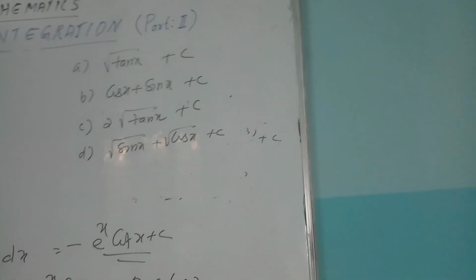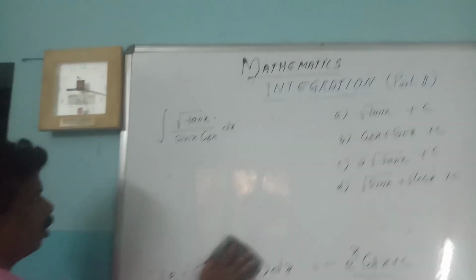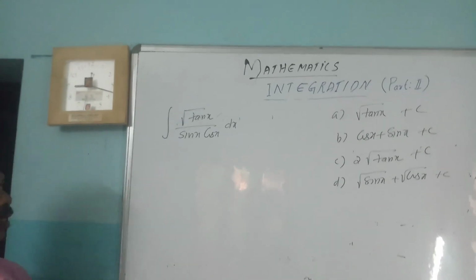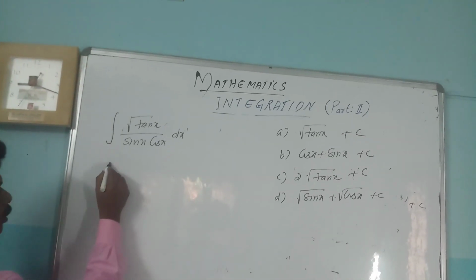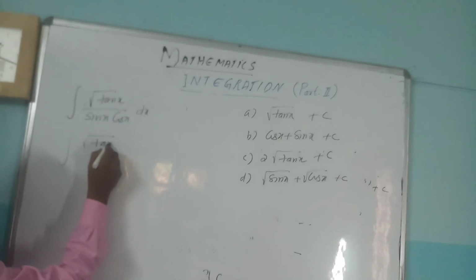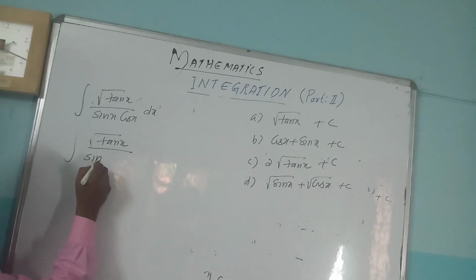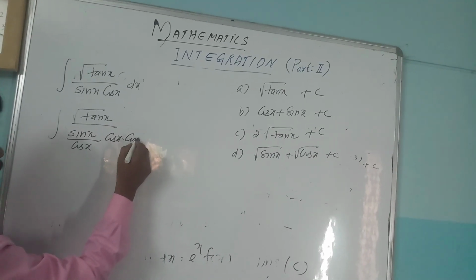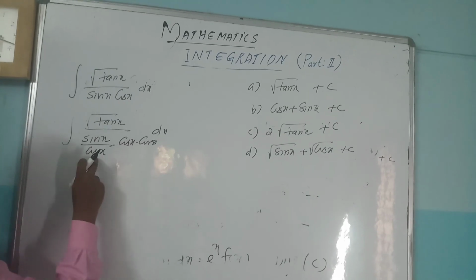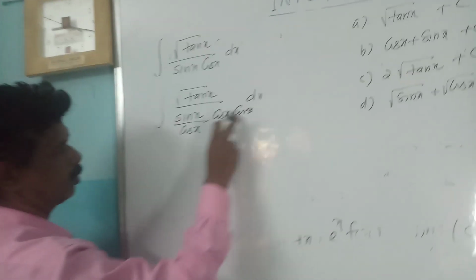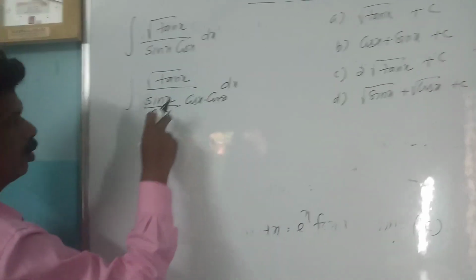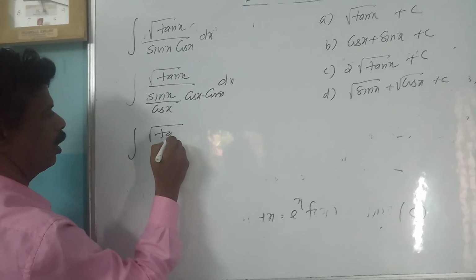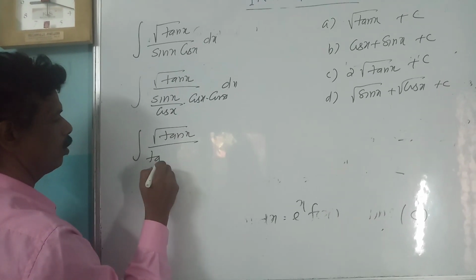Okay. Given the integral of root tan x by sin x cos x. We can rearrange this. Root tan x by sin x cos x, we can write it like this: root tan x by sin x by cos x into cos x, dividing by cos x in the denominator. So sin x by cos x equals tan x.